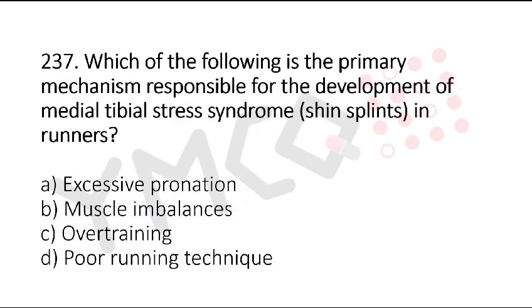Which of the following is the primary mechanism responsible for the development of medial tibial stress syndrome, or shin splints, in runners? Option A, excessive pronation. Option B, muscle imbalance. Option C, overtraining. Option D, poor running technique. And the answer is option A, excessive pronation. Now let's move to question number 238.